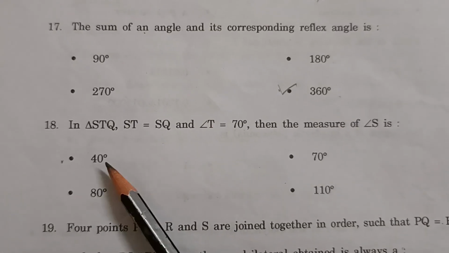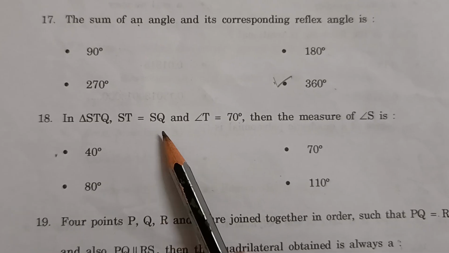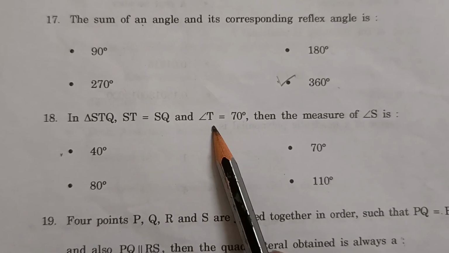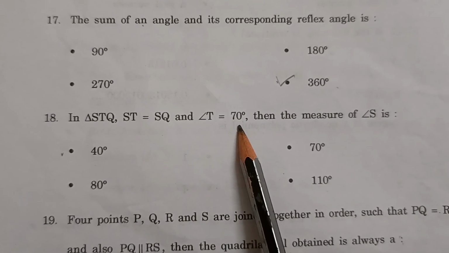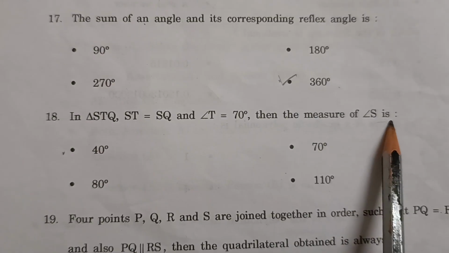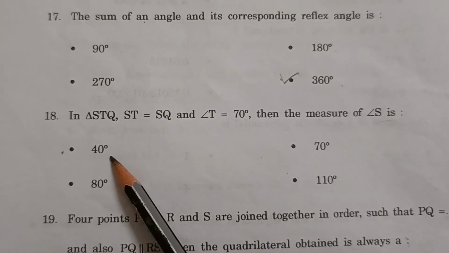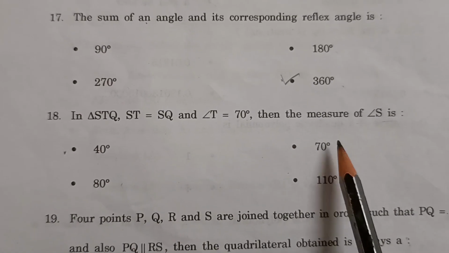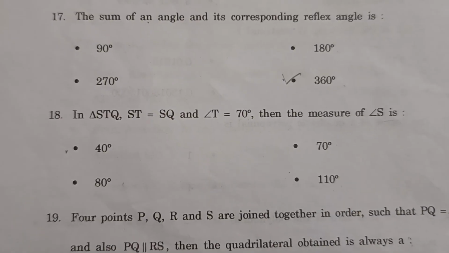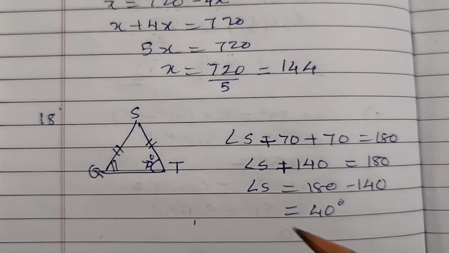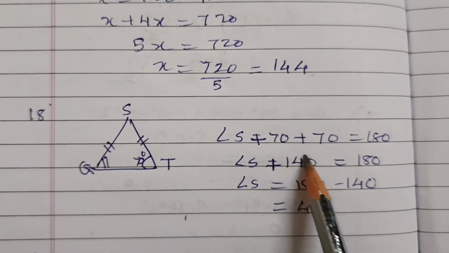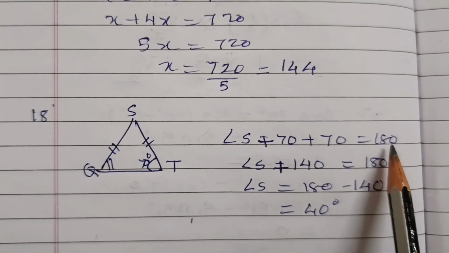Question number 18. In triangle STQ, ST is equal to SQ and angle T is equal to 70 degree. Then the measure of angle S is. Options are 40 degree, 80 degree, 70 degree, 110 degree. Here we can draw a rough figure and we can solve the sum.